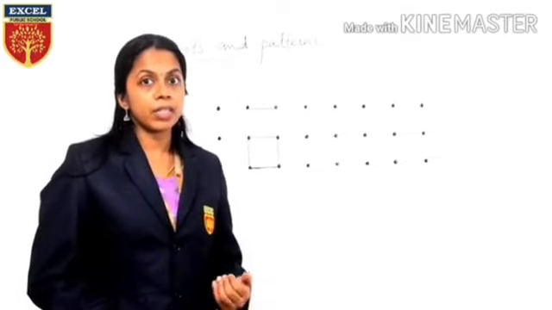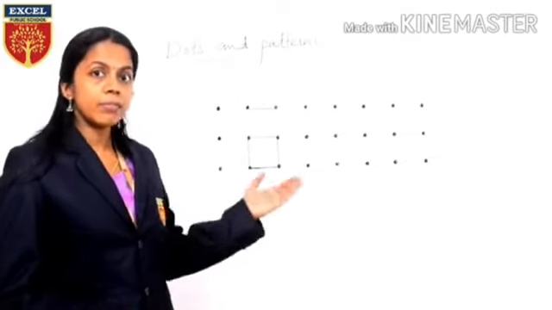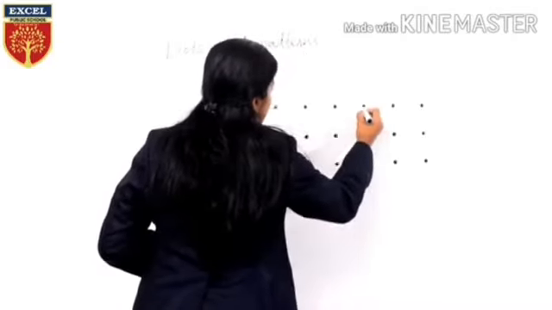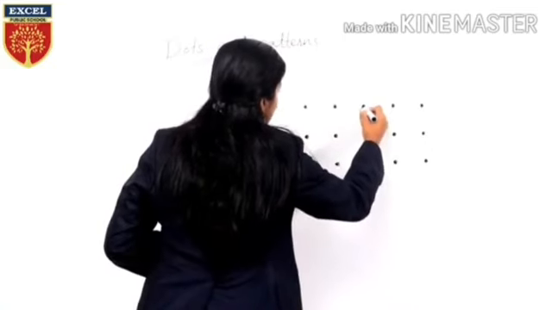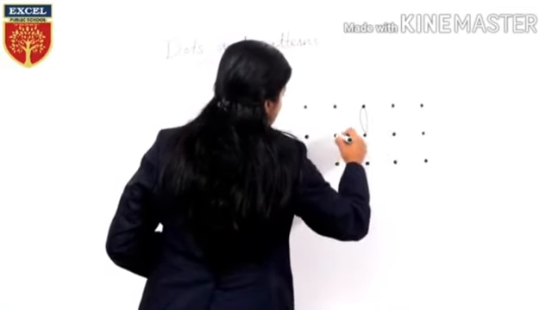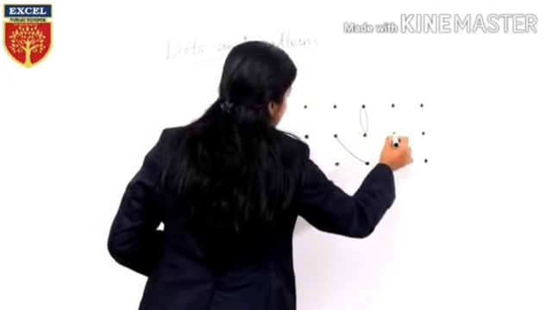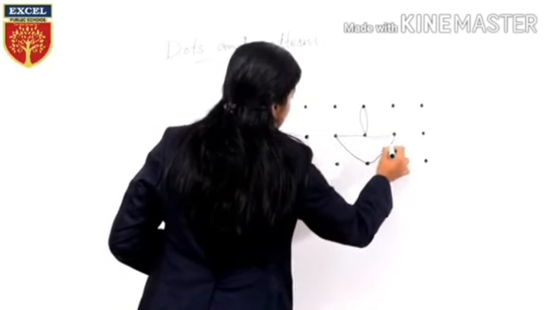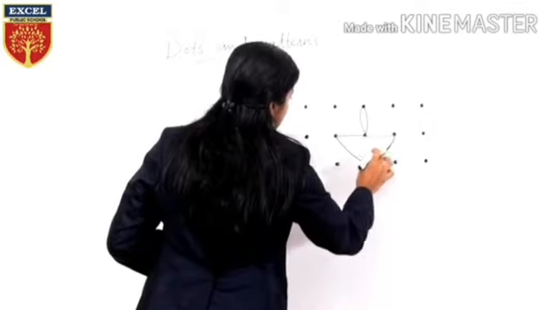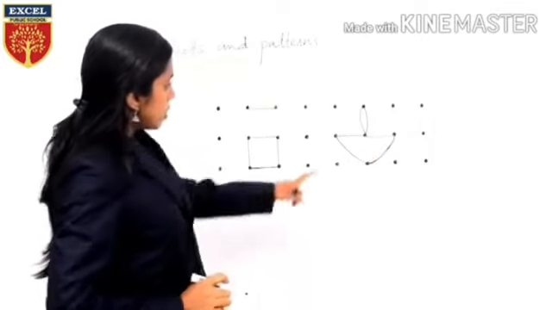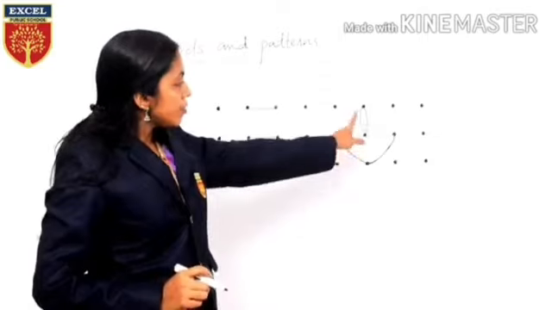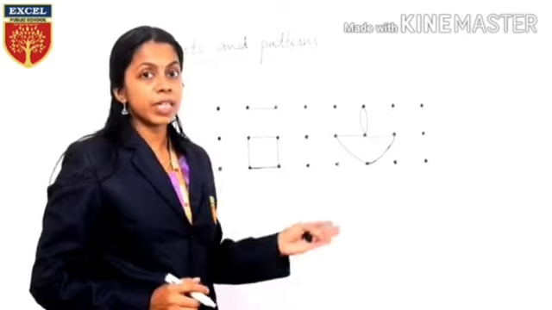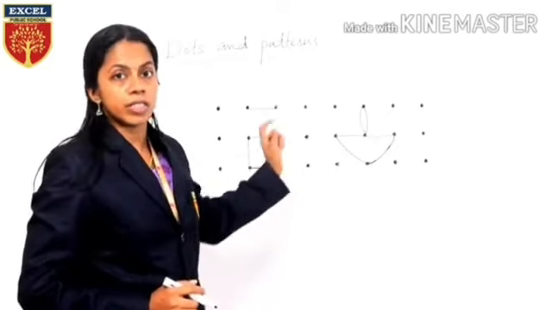Let's see another example. I am going to draw a lamp by using dots. Join here and these two. See, by using the dots we can draw a lamp also. You can draw any shapes or any pictures by using this type of dot grid.